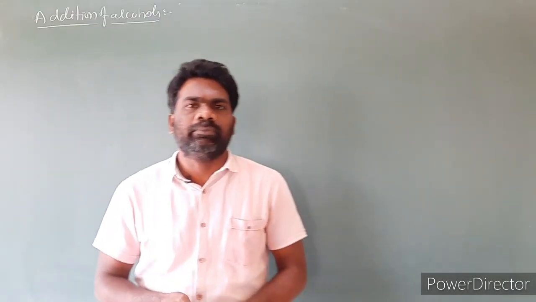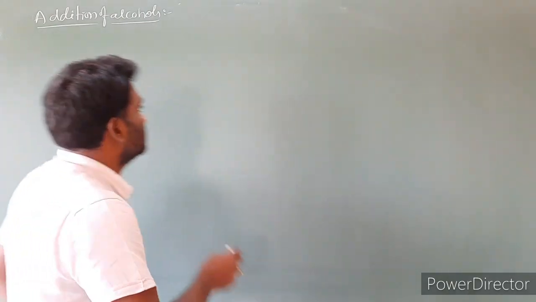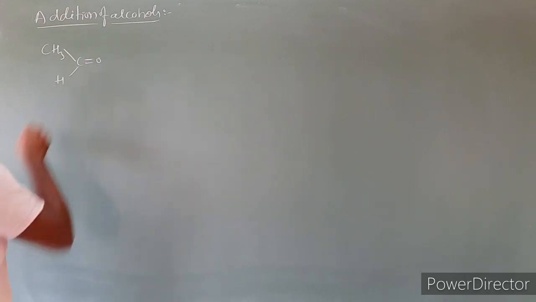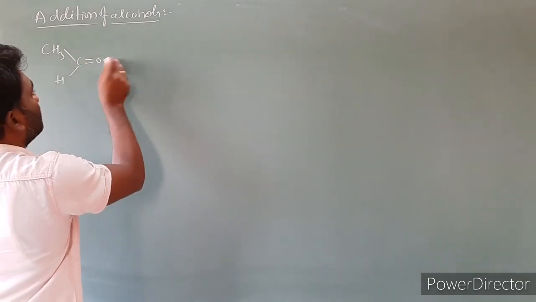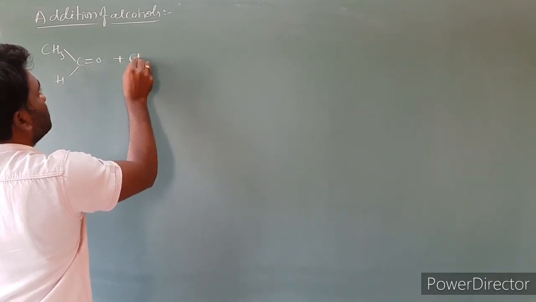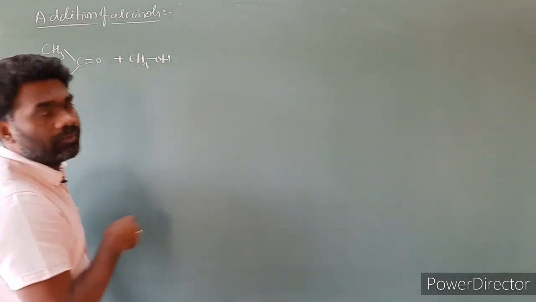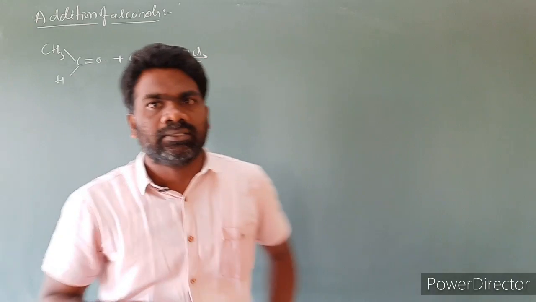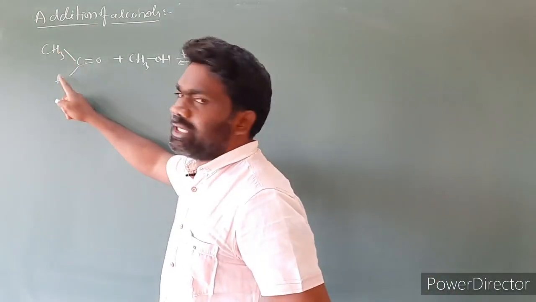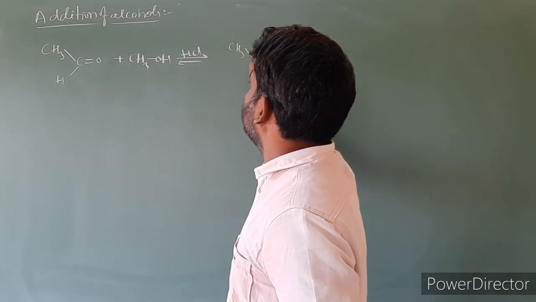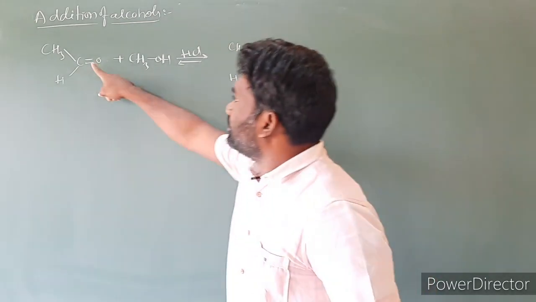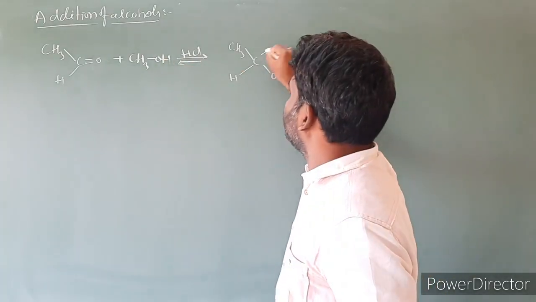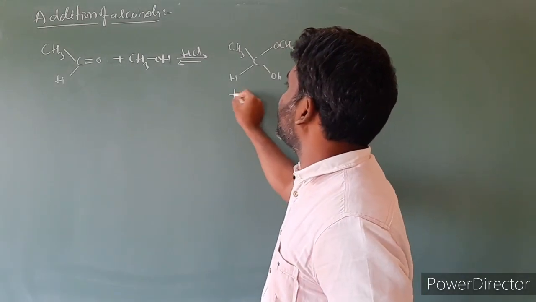Now let us write some examples for the addition of alcohols to the aldehydes. I am taking an example, CH3 C double bond O H. This is the aldehyde. To this aldehyde I am adding CH3OH alcohol, in presence of dry HCl. What is the product we have to write? This group remains, CH3C, and this hydrogen remains the same. This O double bond will become OH, and the alkoxy group OCH3 we attach to it. So this is a hemiacetal.